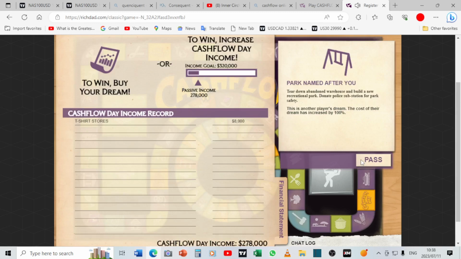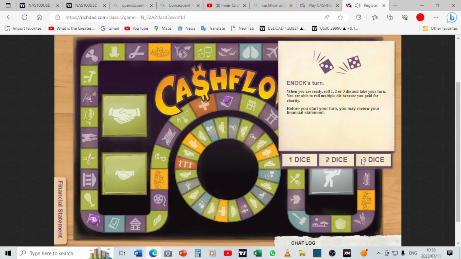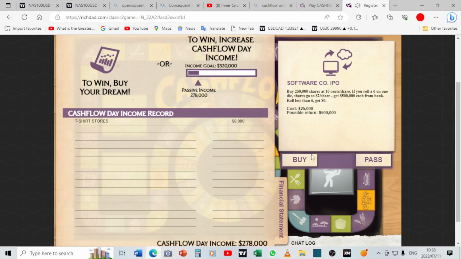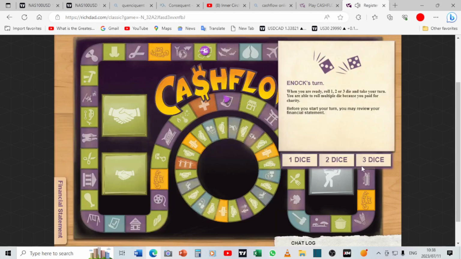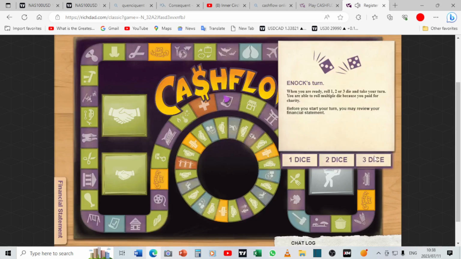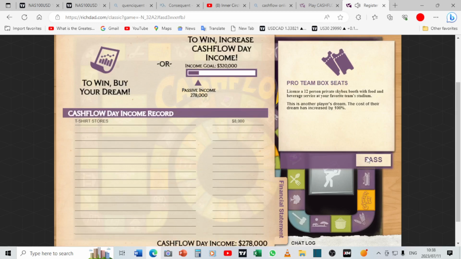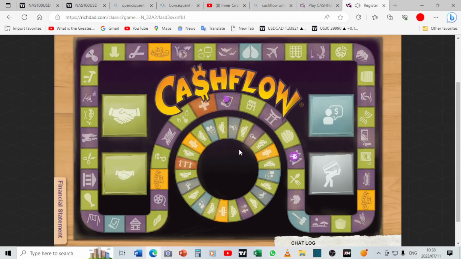Just buy. If you have the money, just buy software. But guys, the most important thing is to show you that part of passing the rat race, because this is a rat race.